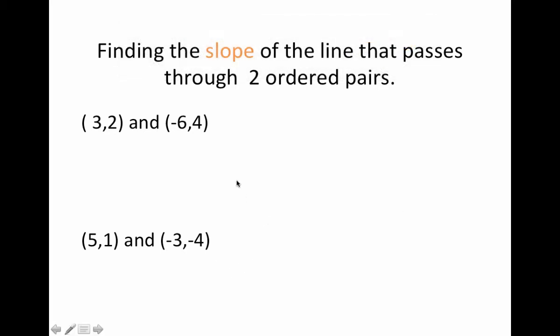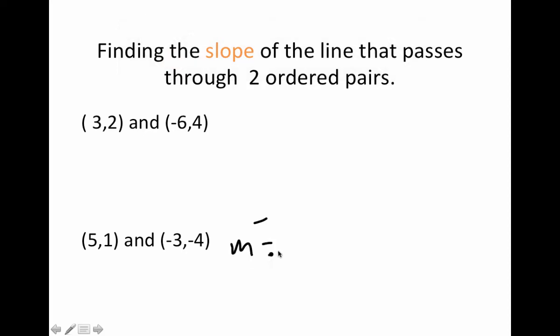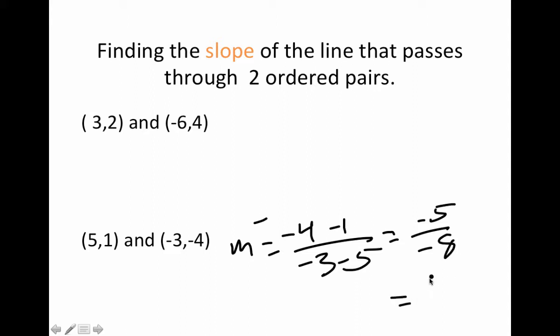Next one, we've got m is equal to negative 4 over 1 minus 1 over negative 3 minus 5. Negative 5 over negative 8, the slope is 5/8.